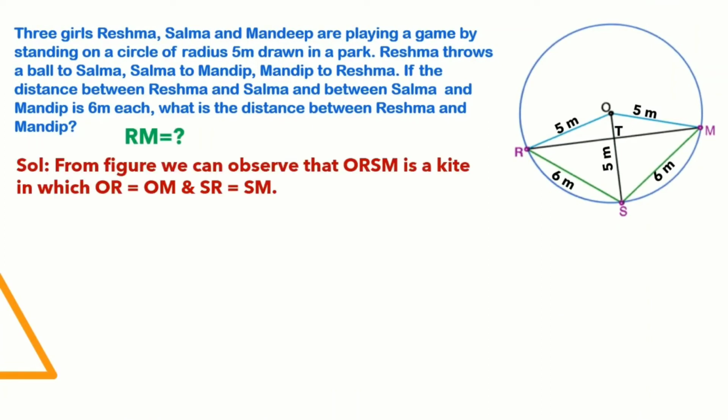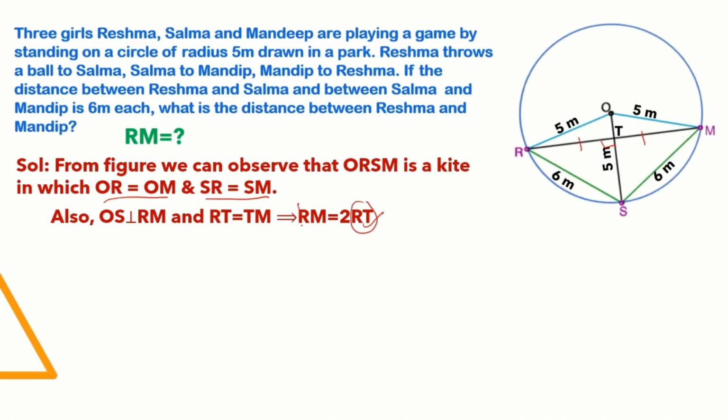So we'll write the solution as, from figure we can observe that ORSM is a kite in which OR is equals to OM and SR is equals to SM. Also, OS is perpendicular to RM. Right? Please observe the figure carefully. OS is perpendicular to RM and RT is equals to TM. Or we can say in other words like RM is equals to twice of RT. That means if we'll be able to find this RT, we can easily find RM. And why we are able to write all these things? Just because of properties of kite, we can just mention it in the bracket.